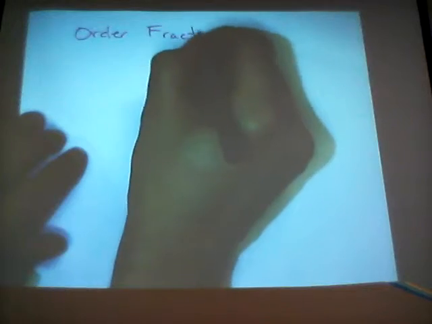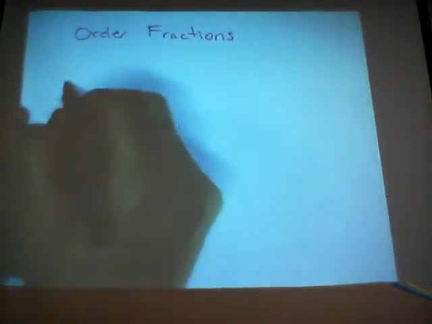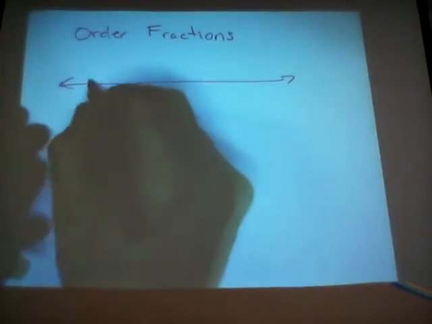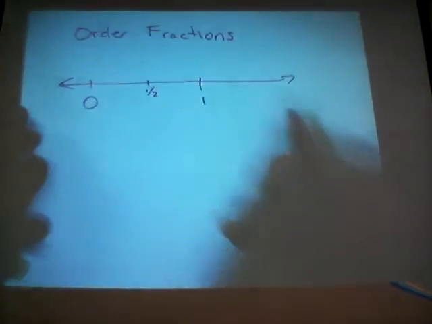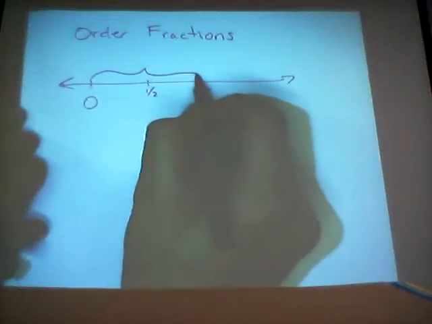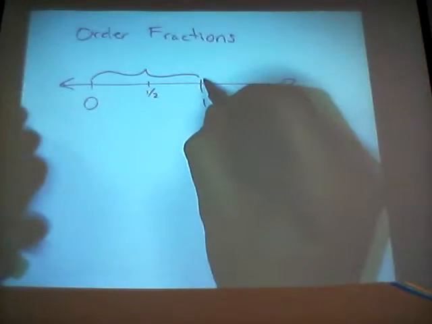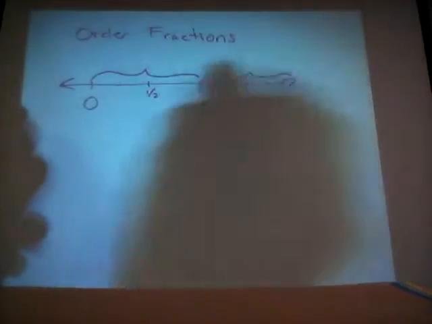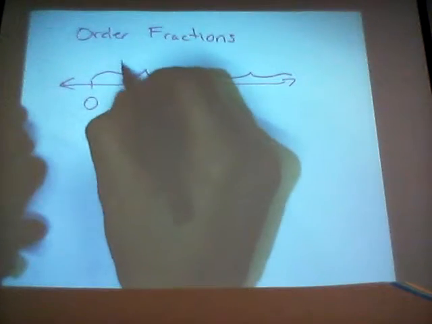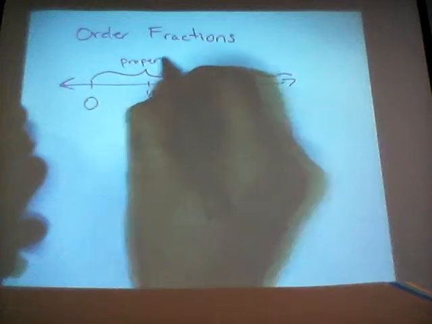Okay, and the one thing when we're ordering fractions is we have to understand something about fractions. There are actually two different types of fractions. There are fractions that fall on the number line right here, and there are fractions that fall on the number line right here, okay? Fractions that fall between 0 and 1, those are called proper fractions.